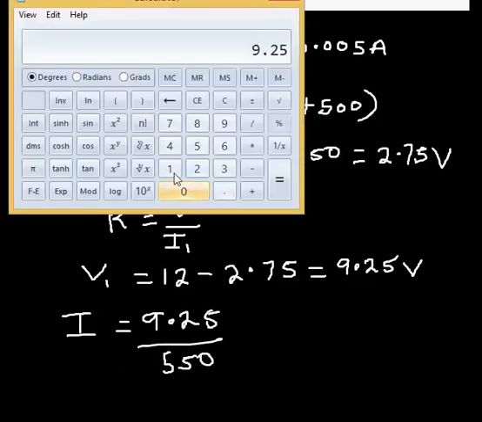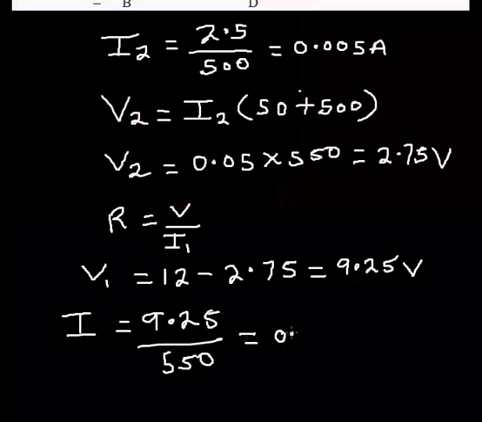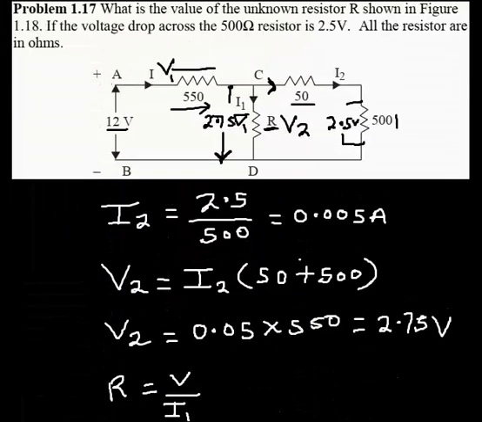All right, let's do that. Divide this by 550. Approximately 0.02, if I'm not mistaken, ampere. So if this is 0.02 ampere, it is this 0.02 ampere that enters this particular branch and divides.